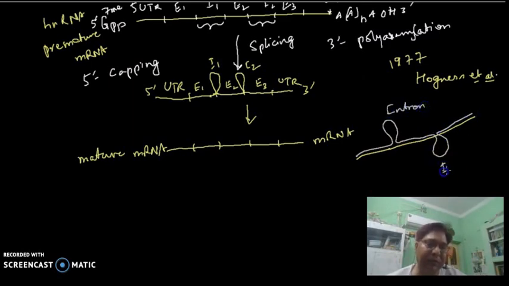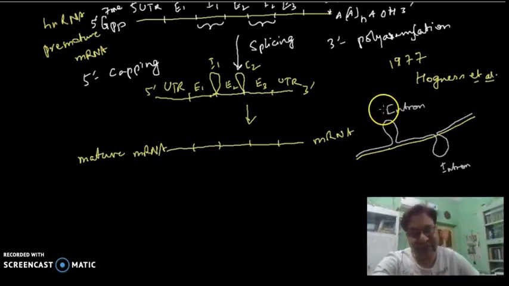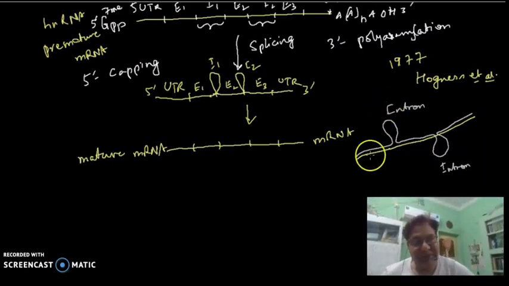The number of loops will be same as the number of introns present in that particular gene. So this experiment, for the first time in 1977, showed that the eukaryotic genes contain exons and introns. It is not continuous, it is discontinuous. And this concept, in fact, is known as the split gene concept.